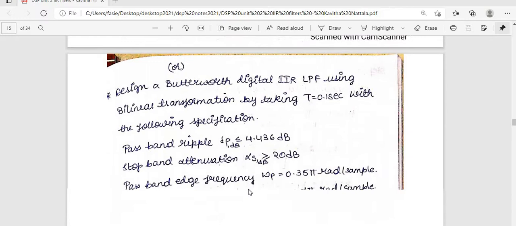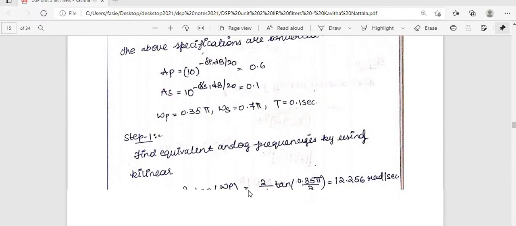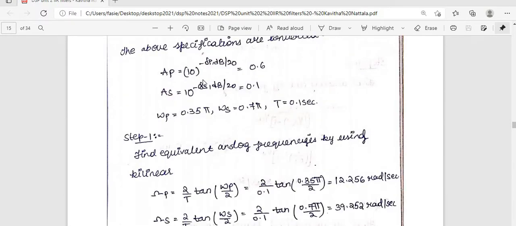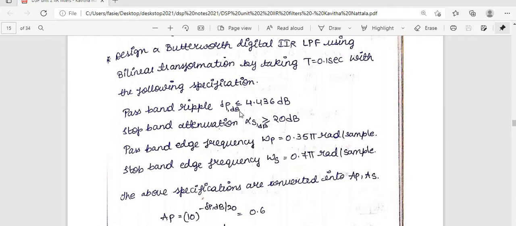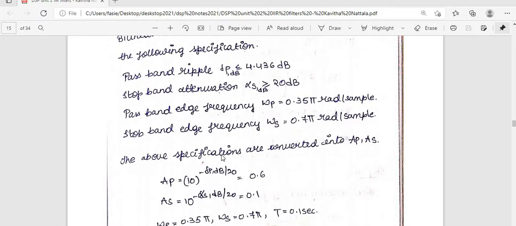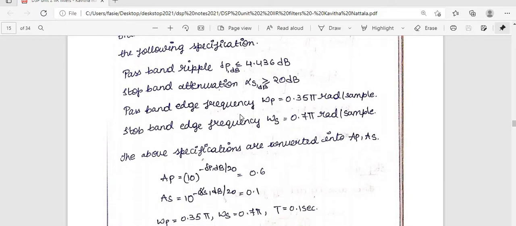First, we have to find the order. How do we find the order? In order to find Ap and As, we have 10 power minus the value in dB divided by 20. We will get the answers as 0.6 and 0.1. Already they gave these in the question, so that's what we are substituting. If they don't give them, and give the pass band ripple and stop band ripple, then we apply this formula. The question can be asked in this way and in that way as well.